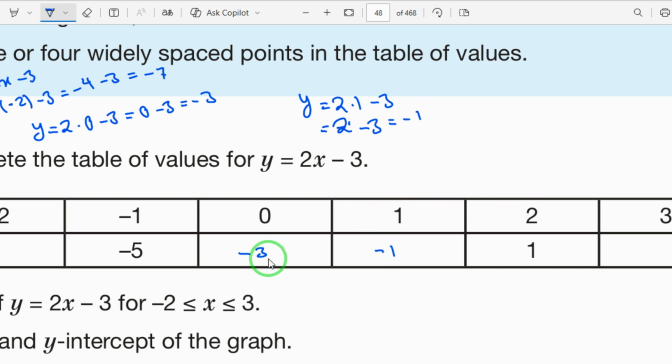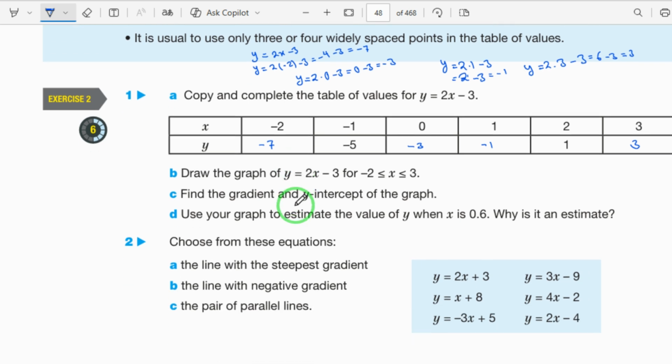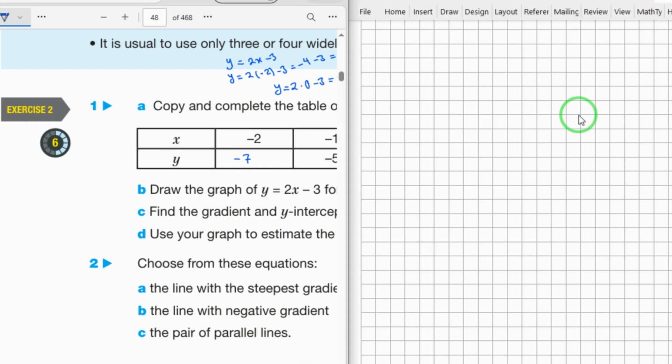And for the last one we put 3 instead of x. y equals 2 times 3 minus 3. 2 times 3 is 6, and 6 minus 3 is equal to 3. So we write here 3. Now we have completed the table and we draw the graph. To draw the graph, we go to the next page.